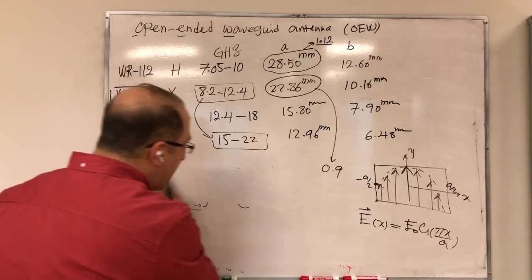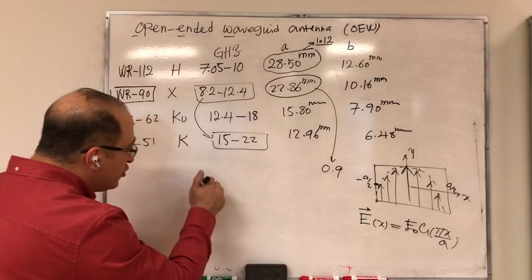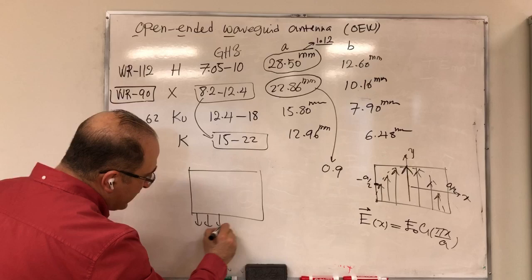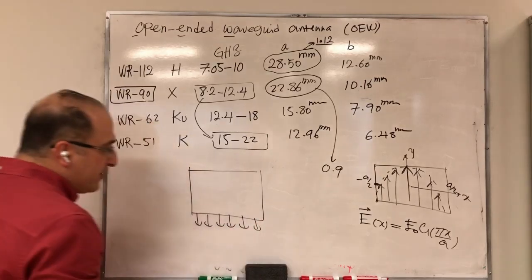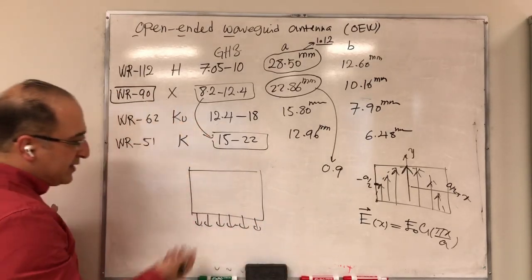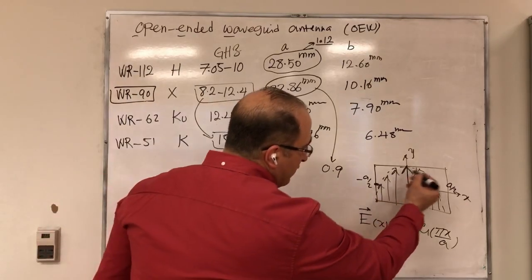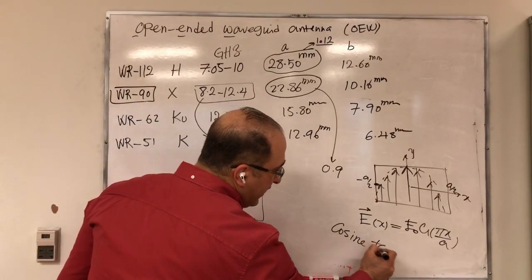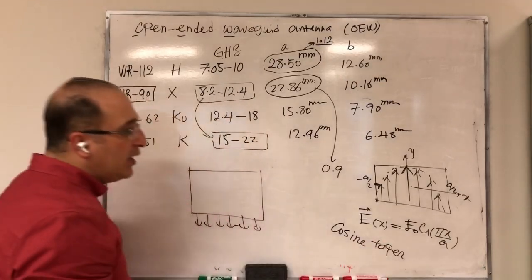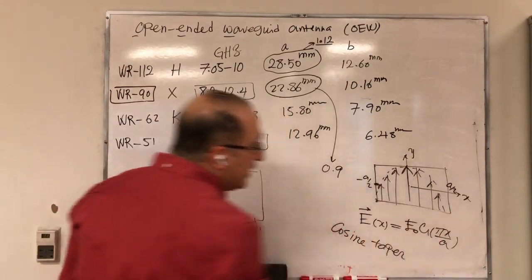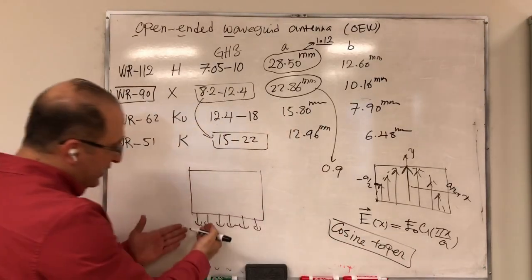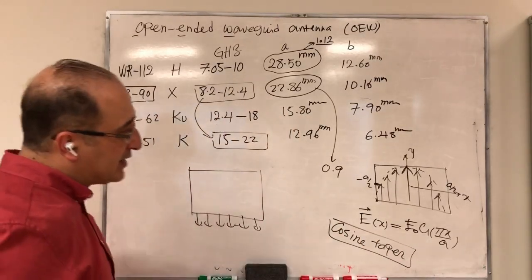In the case of patch antenna, this is almost uniform, the way that we presented it. So we said this is our electric field. So if you look at the electric field in this case, this is uniform, but here we have what we call cosine taper. So we have a taper in the field distribution, which is called cosine taper. But here we have a uniform structure.